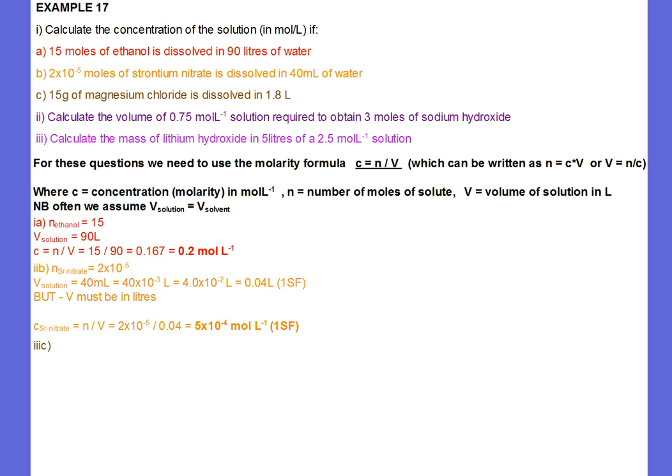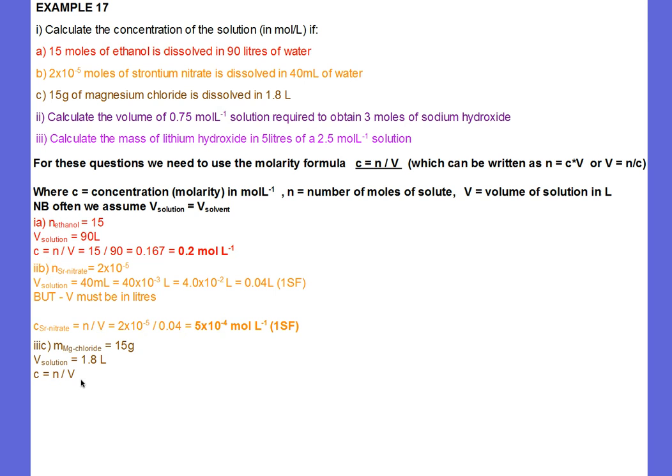Looking at C, we've got 15 grams of magnesium chloride this time. So we've got the mass of magnesium chloride, and we've got the volume of solution. So that mass of magnesium chloride is 15 grams. The volume of solution is 1.8 litres, and we're trying to find the concentration of the solution, which is concentration equals number of moles divided by volume.